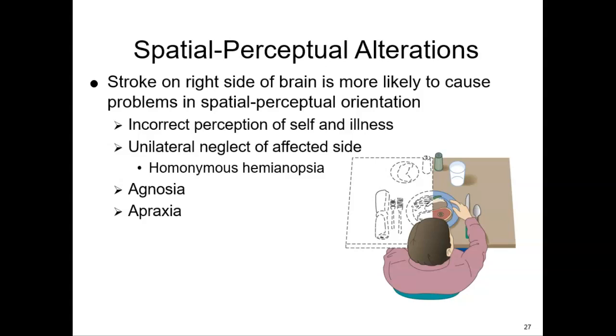So that really affects their spatial orientation. If you see this person here, they're neglecting the entire left side. And so for that, we would want to assist them, put their food where they can see it, and assist them using the side that they can use. Agnosia is the inability to recognize objects using senses. I think of that as like, I can't smell with my nose, I have agnosia. And apraxia is the inability to carry out sequential movements on command.